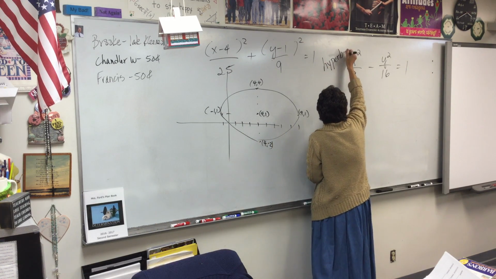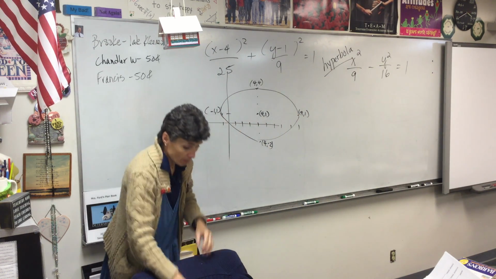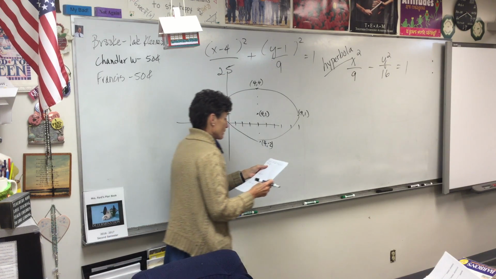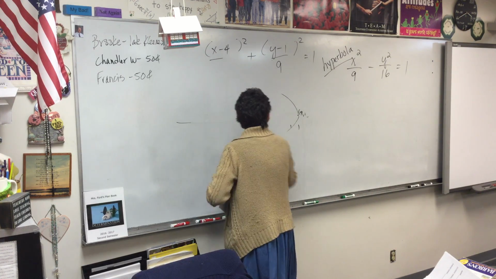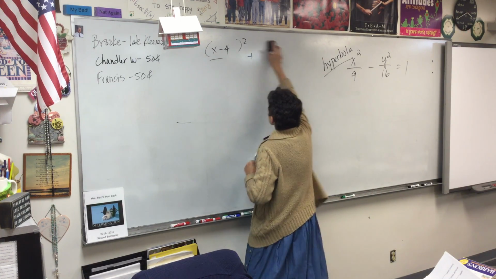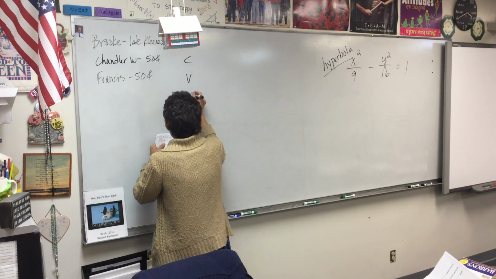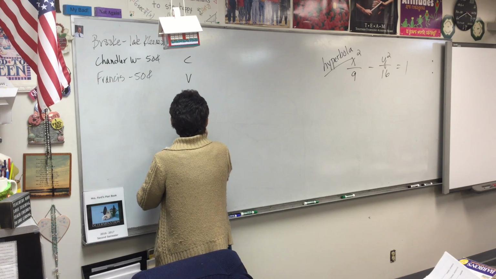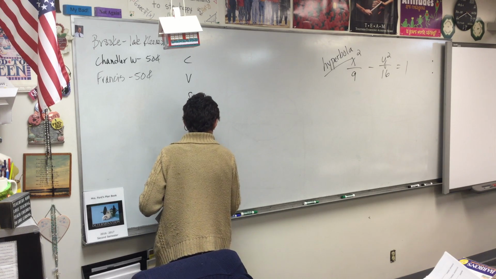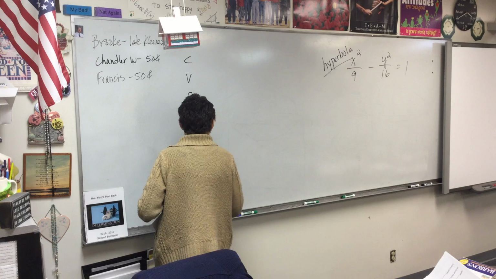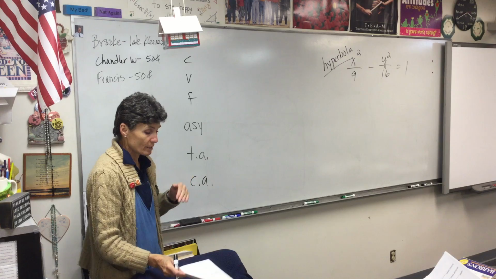Now, I need everybody paying attention. This is the toughest one. This is the most complicated curve. Our job, I'm going to make a list so I keep track of it. Our job is to find the center, the vertices, the foci, the asymptotes, the transverse axis, and the conjugate axis. Some of these words you don't even know what they mean, and we'll get to that. We'll talk about it as we go through.